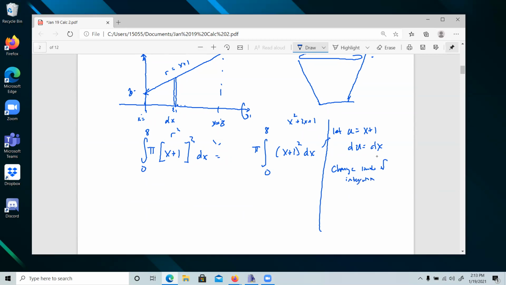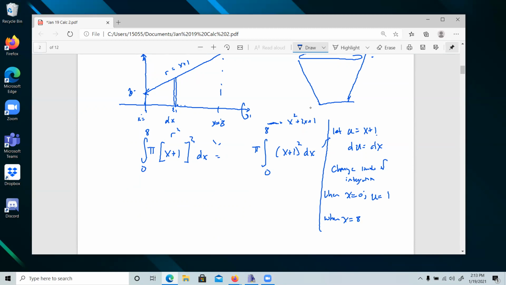You don't have to do this. This is a completely optional thing. If you wanted to, integrate it this way here, you're going to get exactly the same thing. But when x equals 0, then u is going to be 0 plus 1, so u is equal to 1.